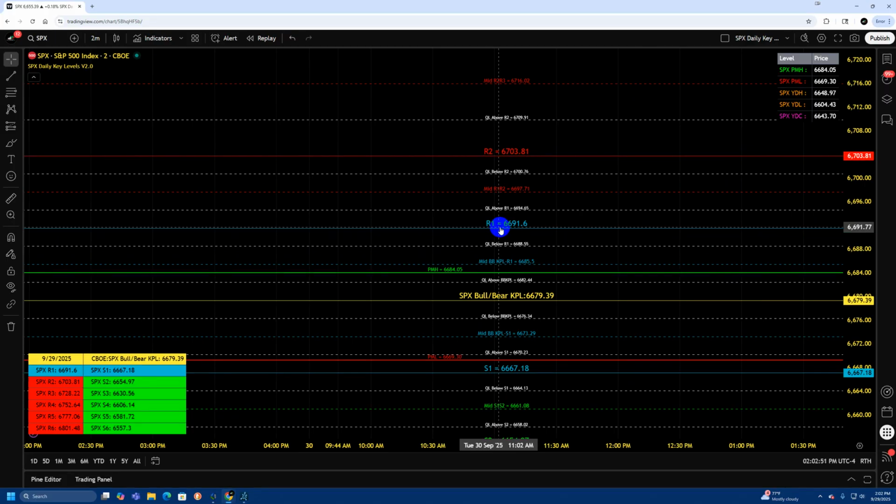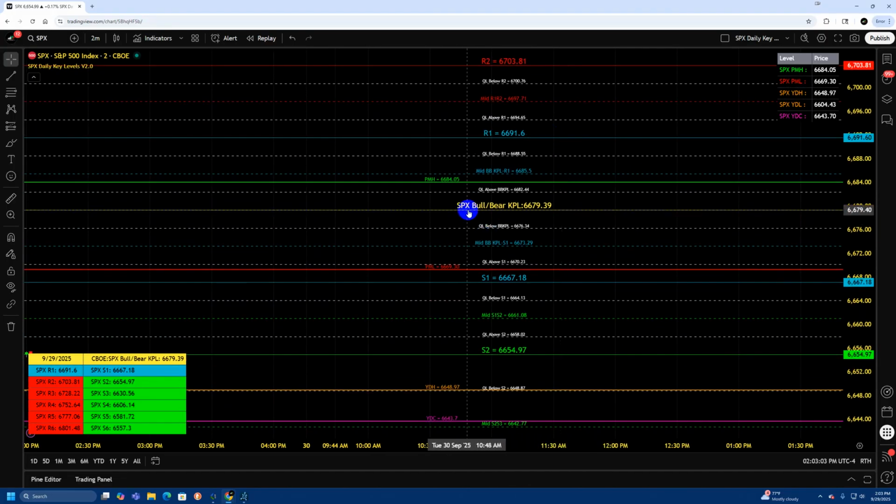Bearish trade from R1, standard stop loss is mid R1, R2. Bearish trade off of R2, looking to go down, your standard stop loss is mid R2, R3. Bearish trade from the BB-KPL, your standard stop loss is the mid BB-KPL R1, because that's the first midpoint above it. A bearish trade taken from the S1 level, your standard stop loss is the first midpoint above S1.